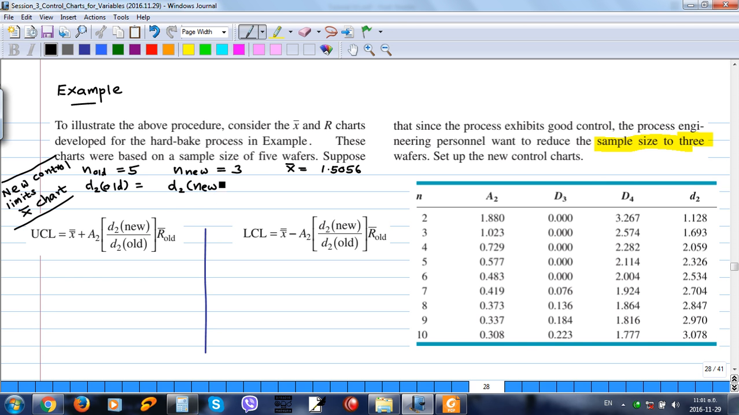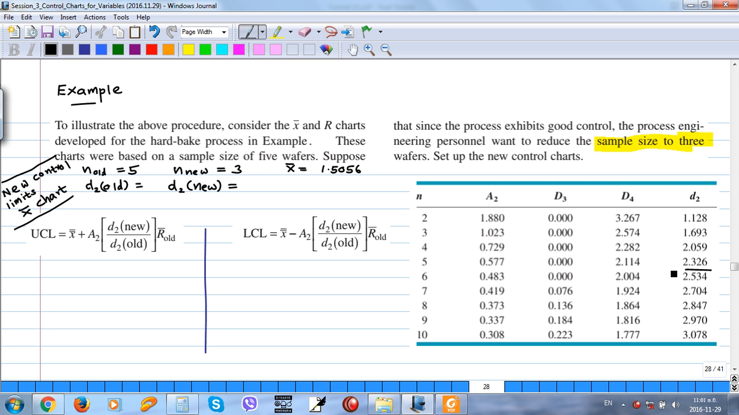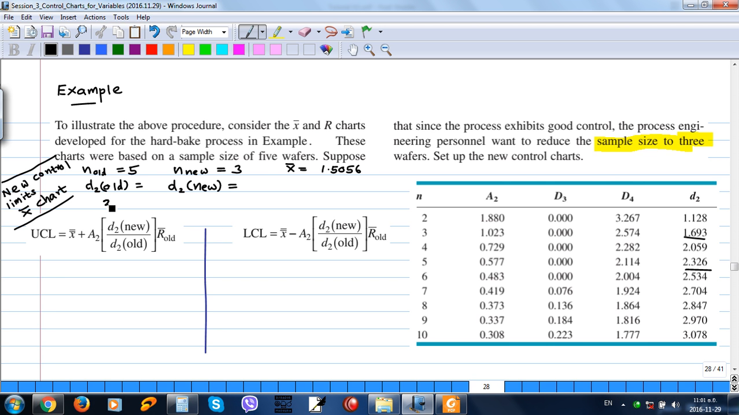This is sample size 3. D2 old is here. If the sample size is 5, that is this value. If the sample size is 3, this value. Then D2 old equals 2.236. D2 new equals 1.693. You need another value, R bar old also, no?